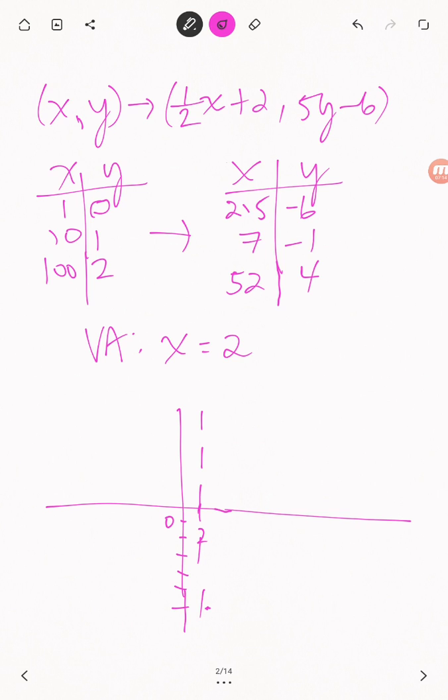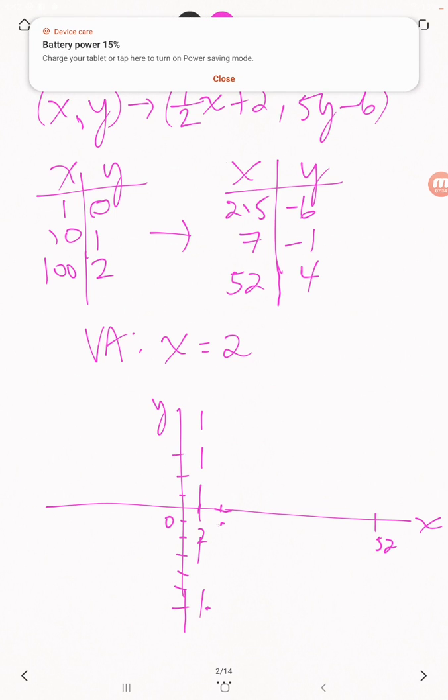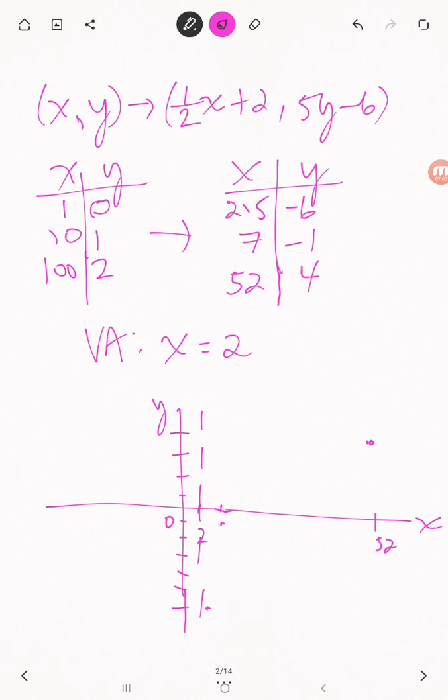7, -1. I'm going to put that pretty close to the first point. And then somewhere all the way out here, I'm going to put 52 on my x-axis, and that corresponds with a y value of 4. So now I'm going to try and join these with a smooth curve on here. Not so bad. It's a little harder to do on this tablet than it is on paper.